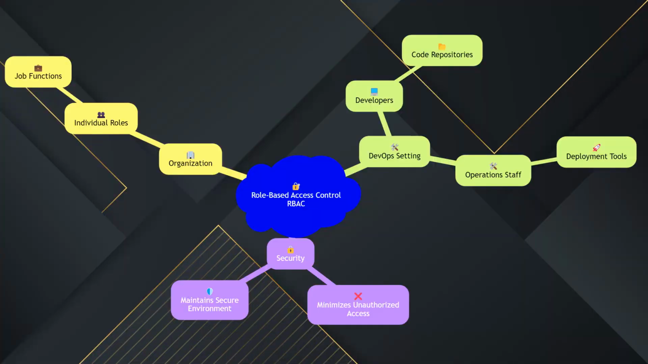Role-based access control, RBAC, is a method of regulating access based on the roles of individual users within an organization. In a DevOps setting, RBAC can be used to assign permissions to users based on their job functions. For example, developers might have access to code repositories, while operations staff have access to deployment tools. This minimizes the risk of unauthorized access and helps maintain a secure environment.